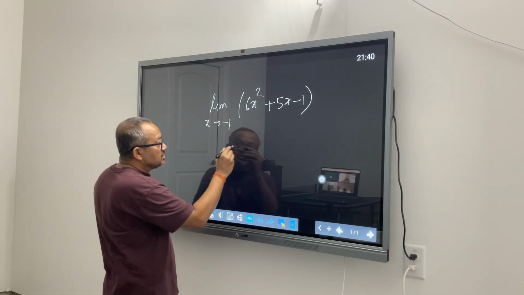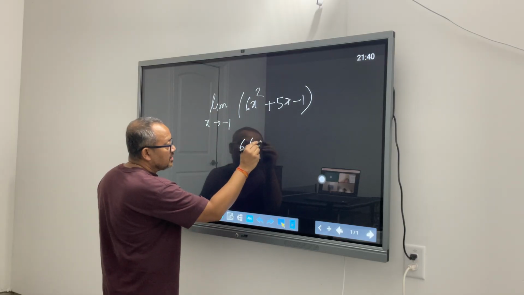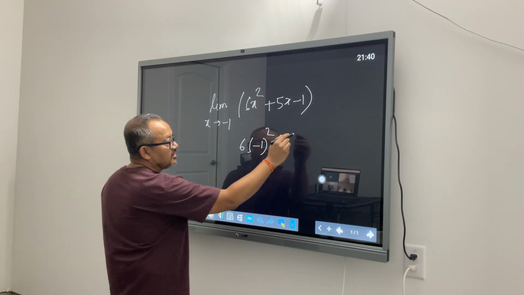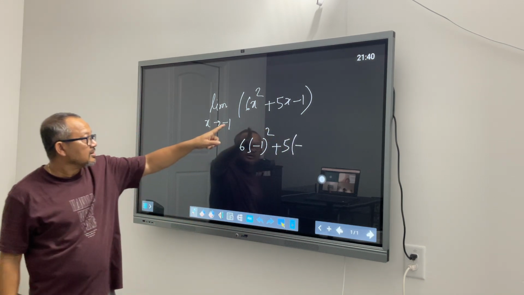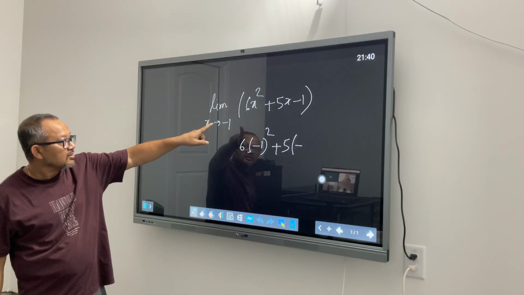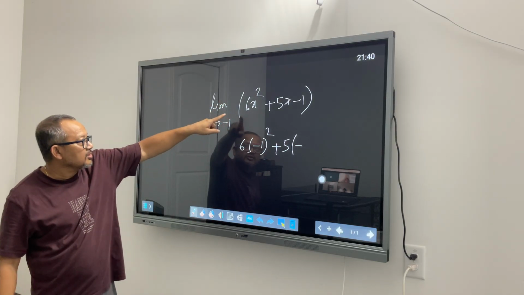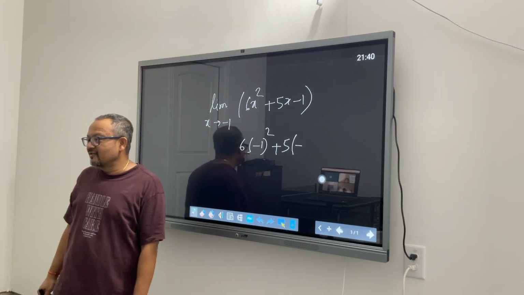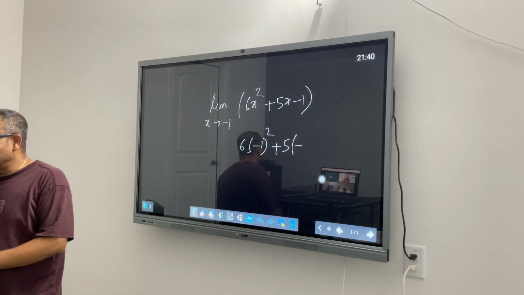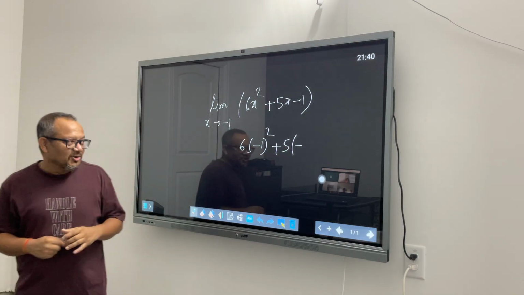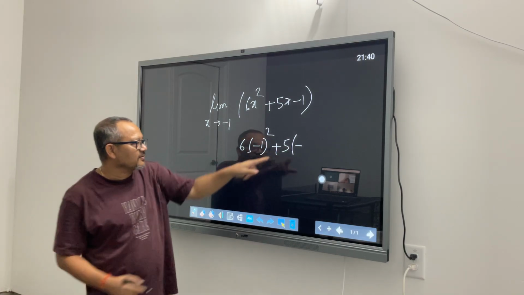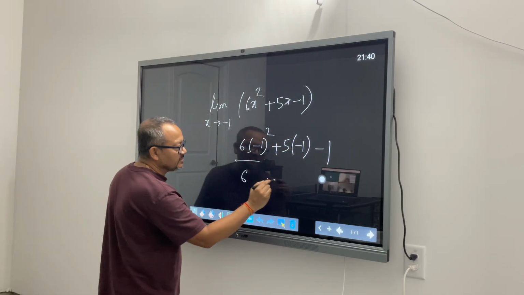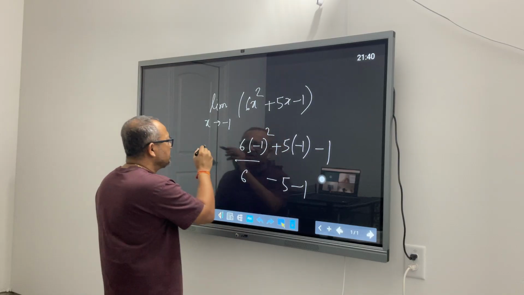The simple thing is substitution. 6x squared plus 5. I'm sorry, Vina? I thought there was an extra bracket beside x. I thought it was x squared, not 6x squared. Oh, okay. There's a bracket here, then there's a 6. So 6 times minus 1 squared plus 5 into minus 1 minus 1. This is 6, this is minus 5, this is minus 1. So the limit here is 0.